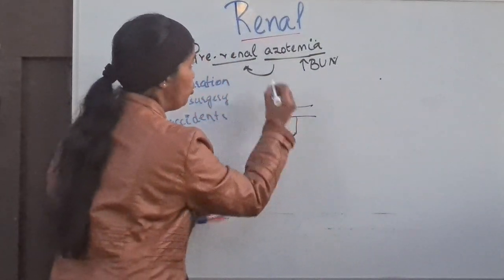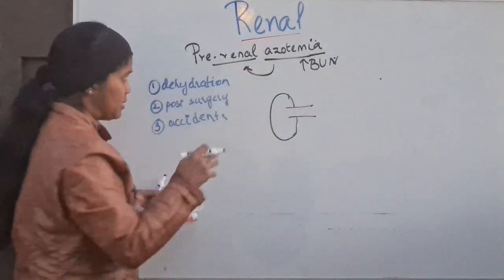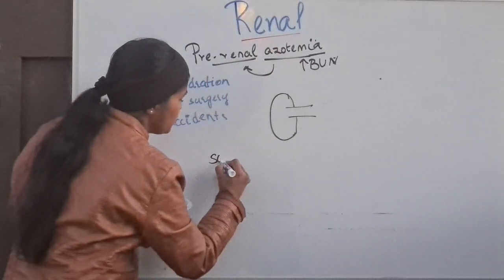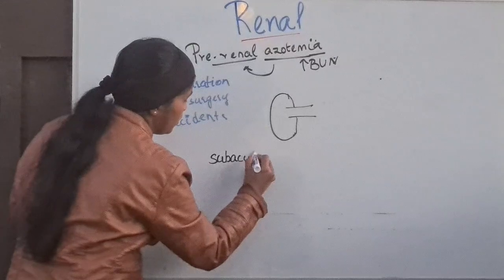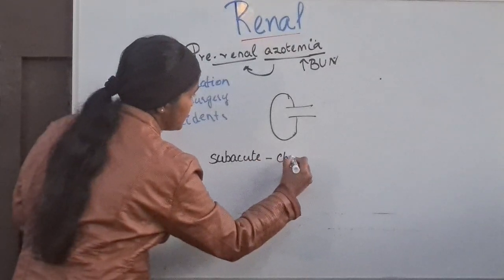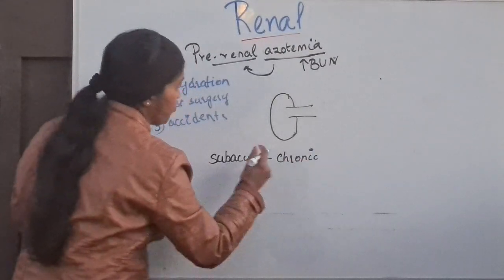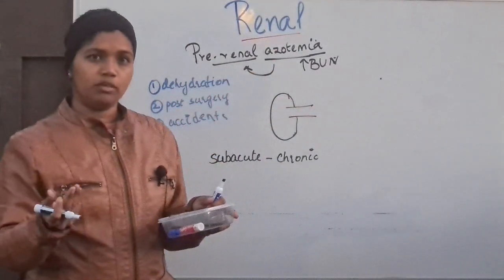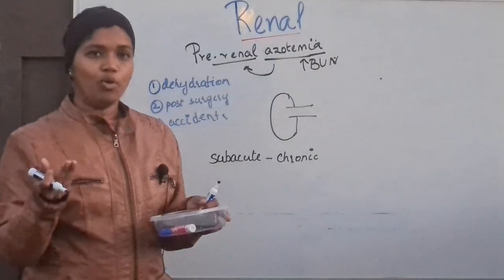But what we need to know, and this is very important for exams, is that pre-renal azotemia usually takes subacute to chronic reasons. Okay, acutely it will not result in pre-renal azotemia. That will result in a different thing, which is often tested in USMLE. I will go ahead with that a little later.